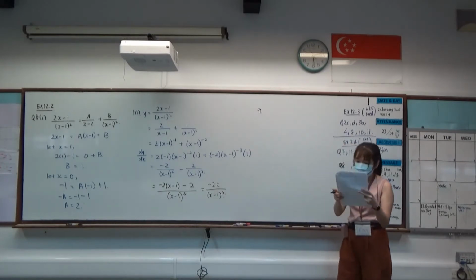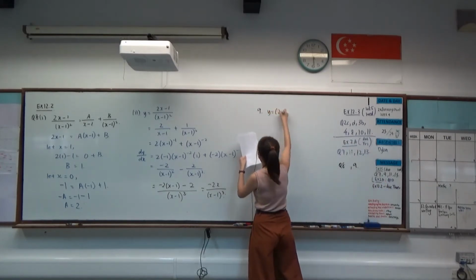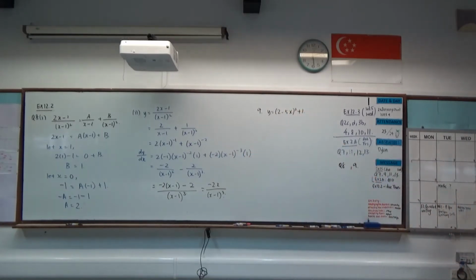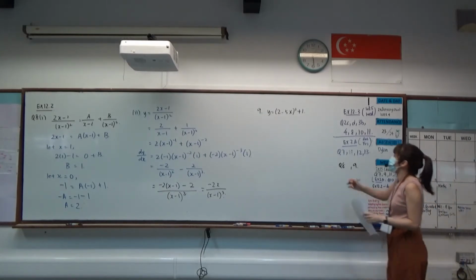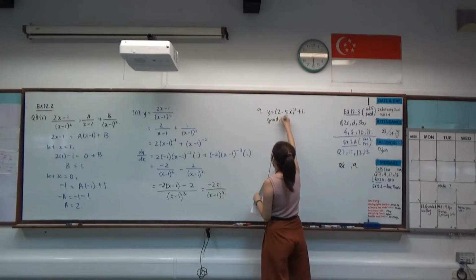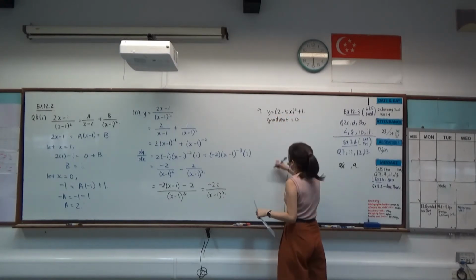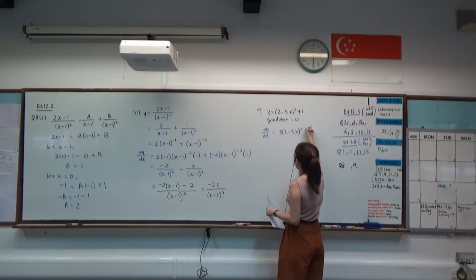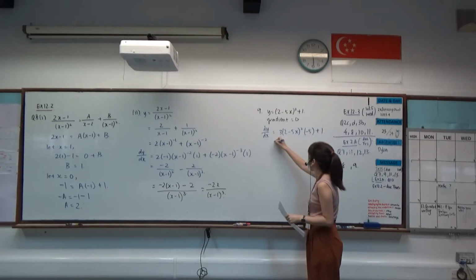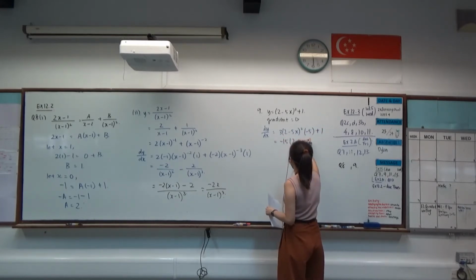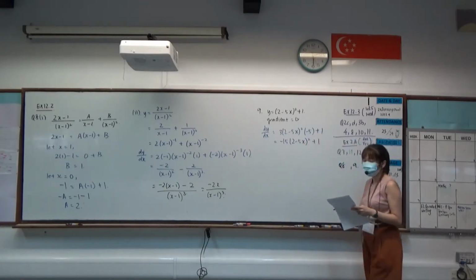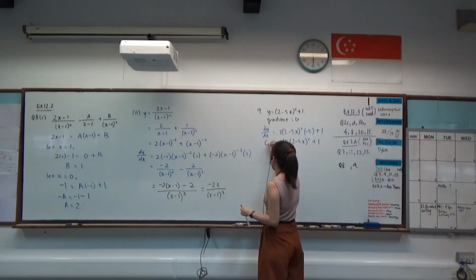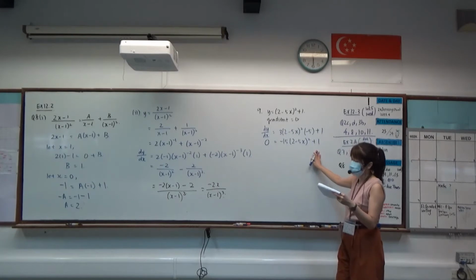Okay, next, question 9. They gave you the equation of this curve, and they want you to find the coordinates of the point at which the gradient is 0. Okay, so gradient equals 0. So we will first find the derivative. And we have this. Then since we know that the gradient is 0, that means our dy over dx is equal to 0. So we proceed to solve.